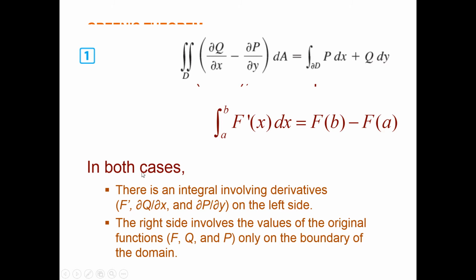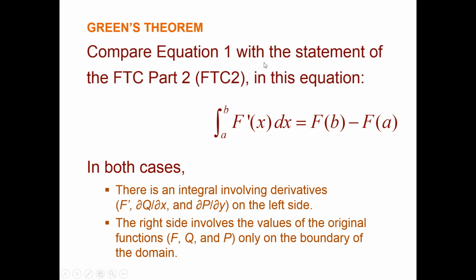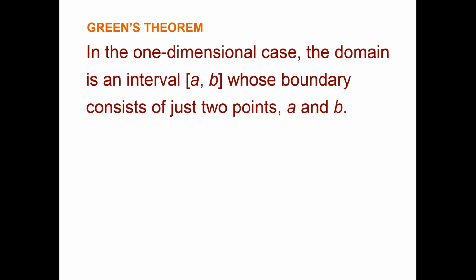Now compare these two. There is an integral involving derivatives f' in this integral and partial derivatives of Q and P on the left side of this equation. So the right side involves the values of the original function f, Q and P only on the boundary of the domain. So this C is in fact the boundary of this D, right? So it makes sense. So this can be regarded as the fundamental theorem part 2 for double integrals. In the one dimensional case, the domain is a closed interval [a, b], whose boundary consists of just two points, a and b.